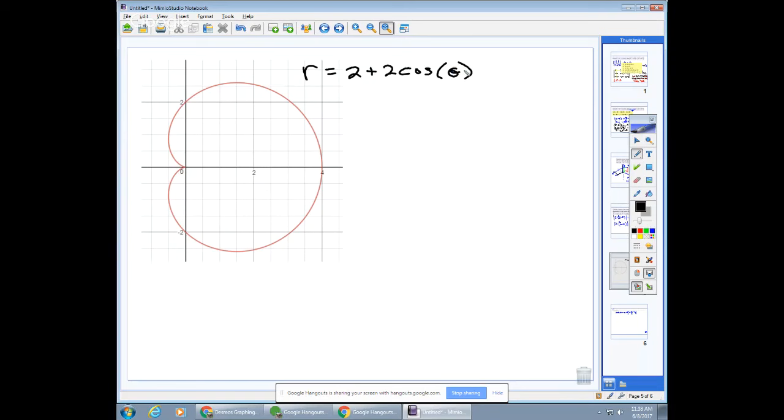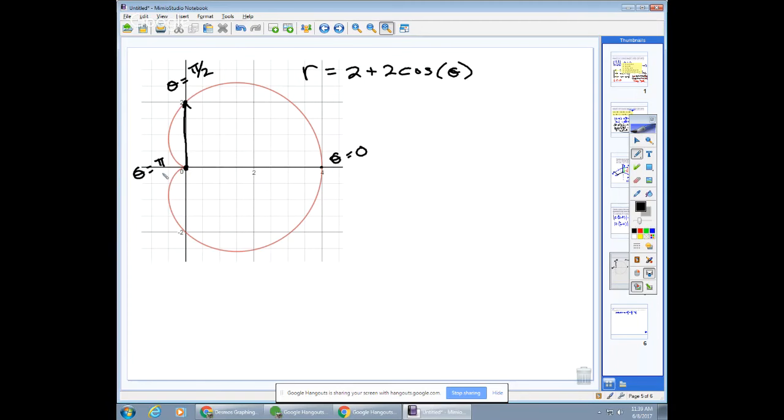If theta is 0, cosine of 0 is 1. So that gives me this point right here. I'm just going to make a note, that's when theta is 0. If theta is, say, let's pick something easy like pi over 2. At pi over 2, cosine is 0, so r is just 2. So that point right there is a radius of 2. Does that make sense? So that's theta equals pi over 2. At pi, cosine of pi is -1, so that's going to give me a radius of 0. So that point right there must be theta equals pi.